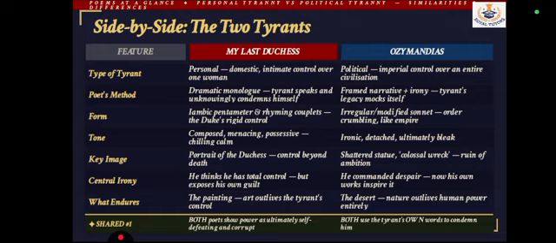Key image. For My Last Duchess, we have the portrait of the Duchess, which signifies control beyond death. For Ozymandias, we have shattered statues, a colossal wreck, symbolizing the death of ambition. Now for the central irony: the Duke thinks he has total control, yet he exposes his own guilt. For Ozymandias, he commanded despair, now his own work inspires it. Now what endures? The painting endures for My Last Duchess, while the desert endures for Ozymandias. For both texts, the poets have shown power as ultimately self-defeating and corrupt, and use the tyrant's own words to condemn himself.